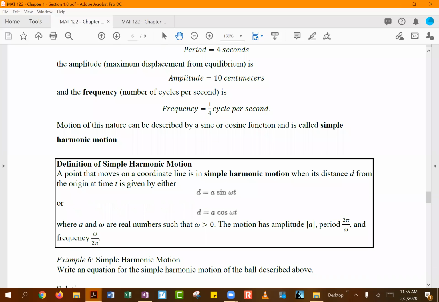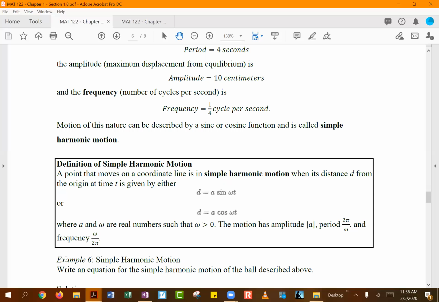So basically they're saying any motion that can be described by this nature can be described using your sine or cosine function. And that's what we're calling our simple harmonic motion. So again, just your formal definition here: a point that moves on a coordinate line is in simple harmonic motion when its distance d from the origin at time t can be given by one of these functions. So d equals a times sine of omega t, or d equals a times cosine of omega t. Of course, your a and omega are going to be real numbers.